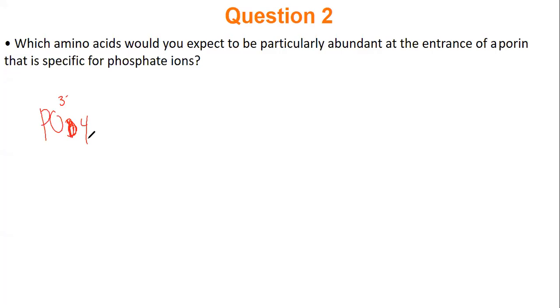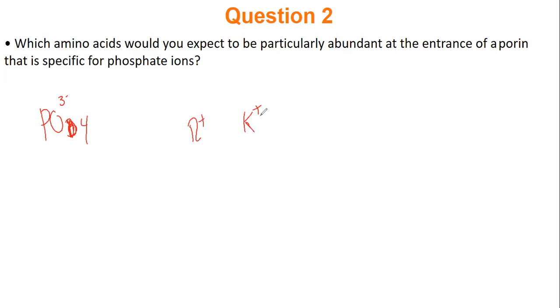Not L. It is K. K is lysine. L is leucine. L is nonpolar. You got half of them. What's the other one? What's the pirate's favorite amino acid? Arginine. Yep. So at the top of this porin would be R and K, right?